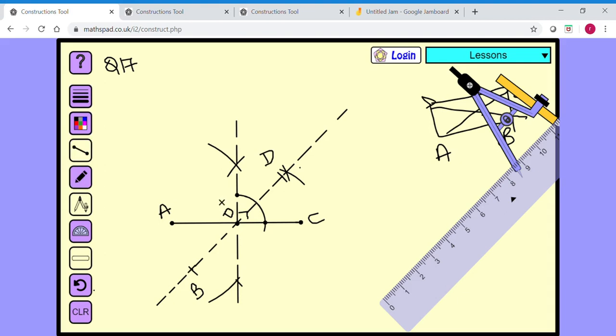Let me join using a straight line. So this is AD. This is CD. This is AB. And this is BC. Perfect. And let me just mark that these are 90 degree. So this is our required rectangle. Perfect. So let's move on to the next question.